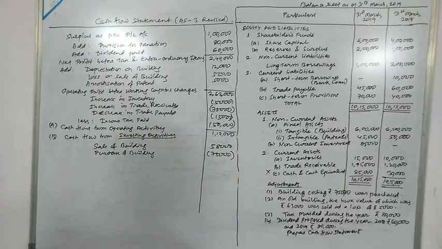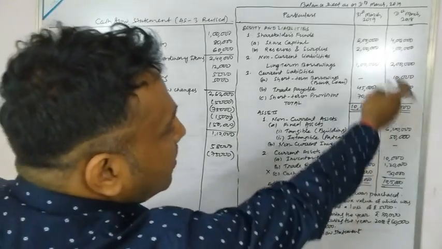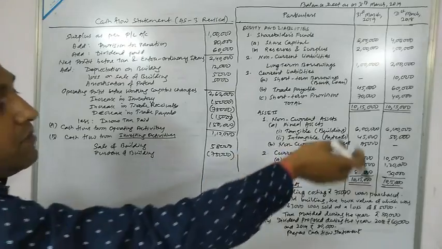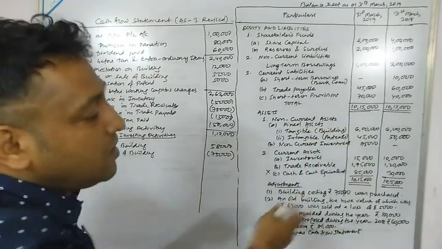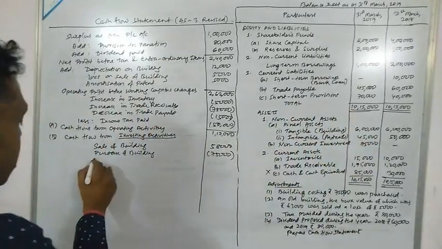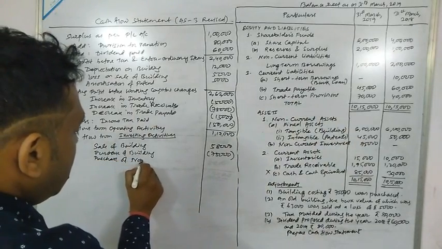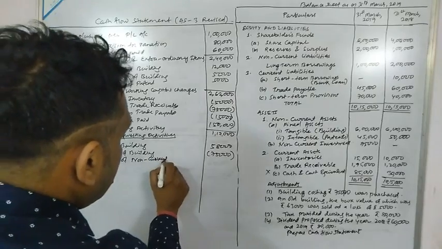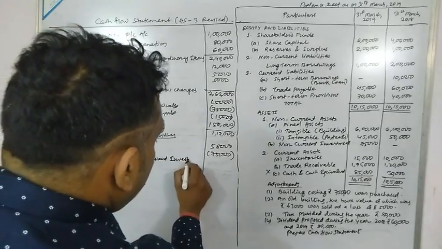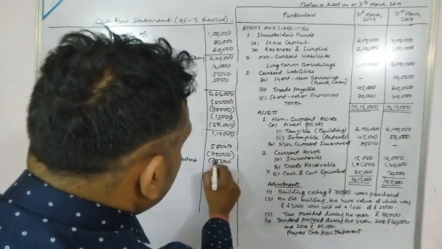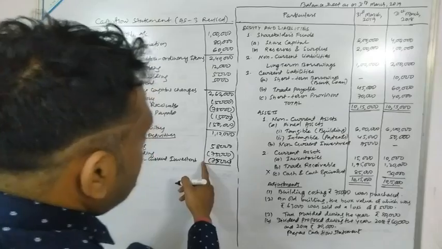ठीक है. Now you see non-current investment. 2018 में कुछ नहीं है. 2019 में दिया है कितना? 75,000. मतलब क्या इंक्रीज हो रहा है? That means we might have purchased. हम परचेज किए होंगे. ठीक है. So purchase of non-current investment. How much it is your? 75,000. ठीक है. टोटल कितना हो गया?